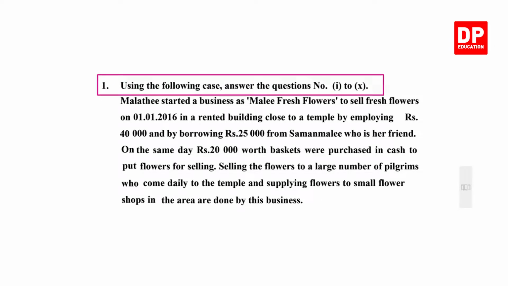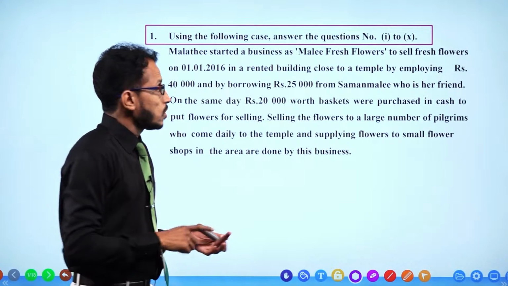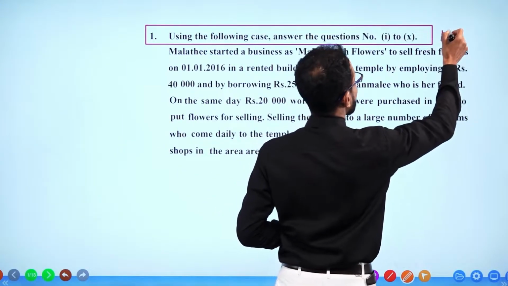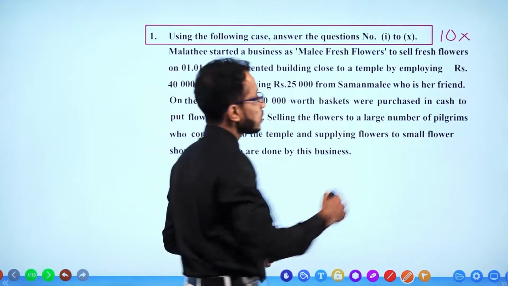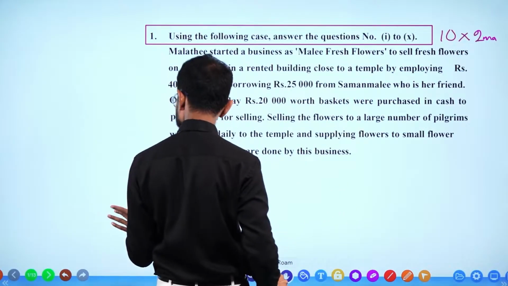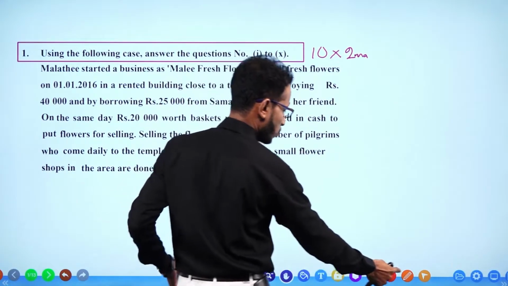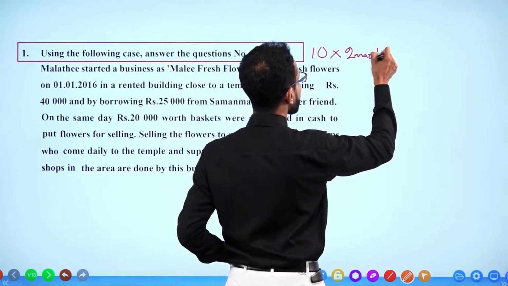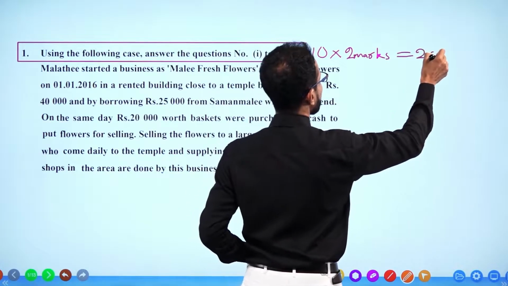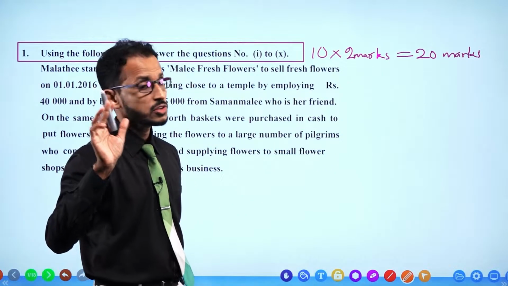Introduction to the question. So now you know that we have 10 parts to do in the first question. Each part, each Roman number, has 2 marks. So 10 subparts, each carrying 2 marks. Then altogether we will get 20 marks for this question alone, for the first question, right?